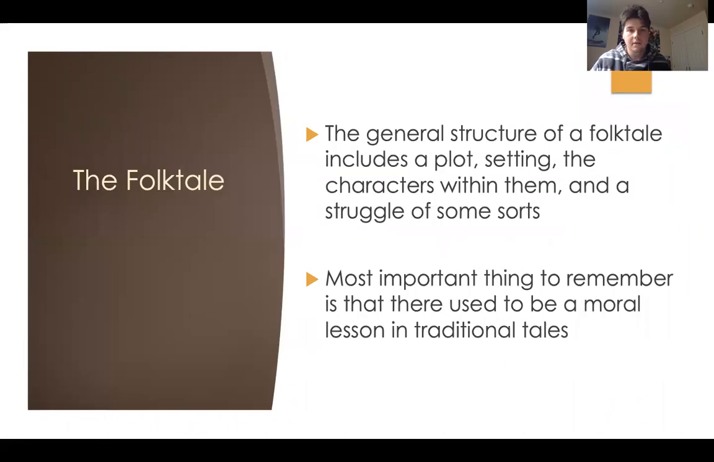Okay, so the folk tale. The general structure of a folk tale includes a plot or a story that's driven throughout the whole narrative. Then we have the setting where the story takes place, where we're watching the plot unfold, and then we have the characters within them. The most important thing about a folk tale is that the characters have some sort of struggle, and there's a moral throughout the story. You hear the saying, the moral of the story. Well, that's very important in these types of folk tales, and it's very traditional.